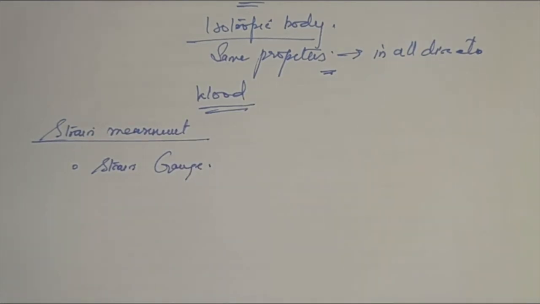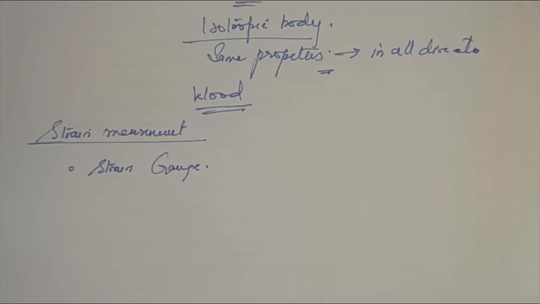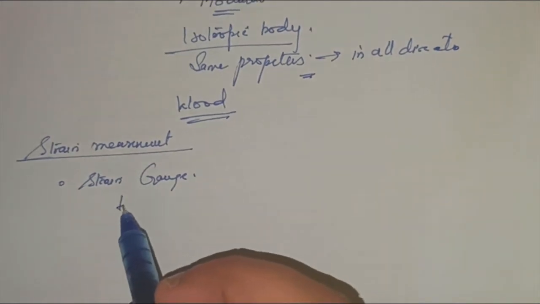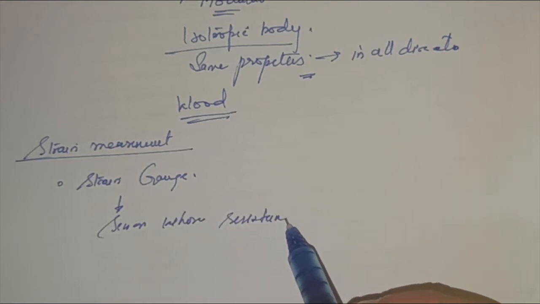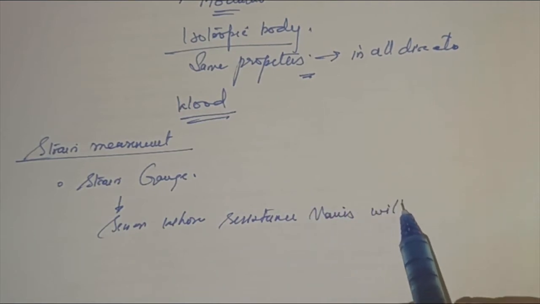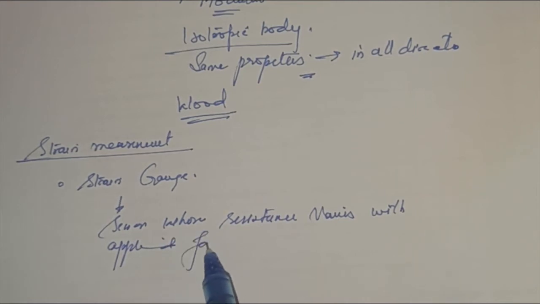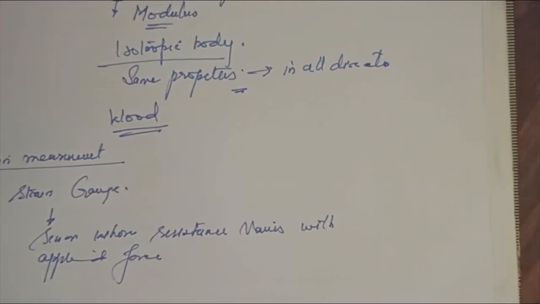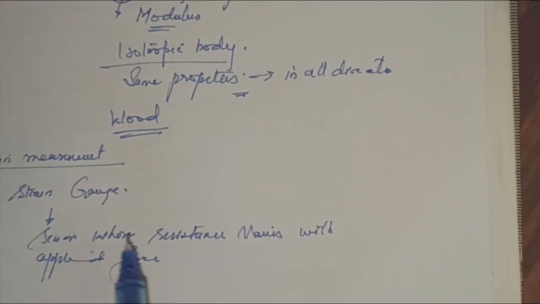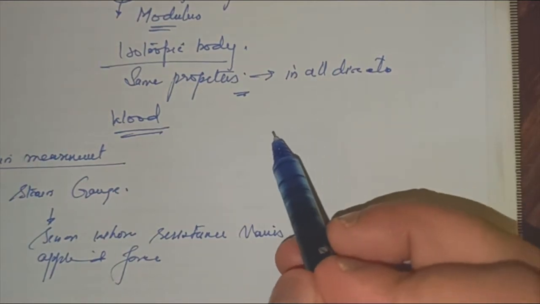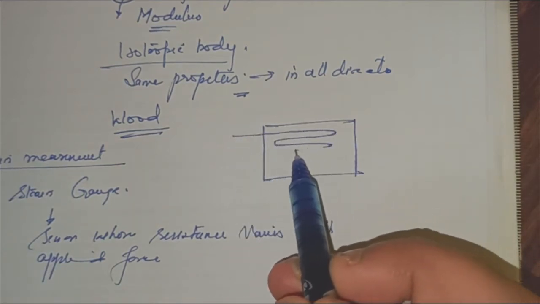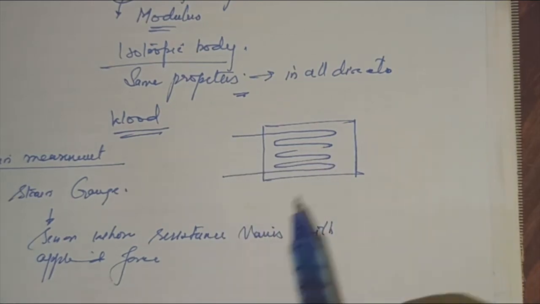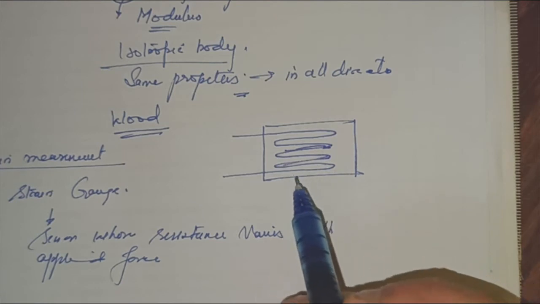Measurement by strain gauge. The strain gauge is a sensor whose resistance varies with the applied force. Now what do you mean by resistance? The resistance is there in the gauge. The gauge looks like this. It's a kind of rectangular section in which there exists a resistance wire like this.